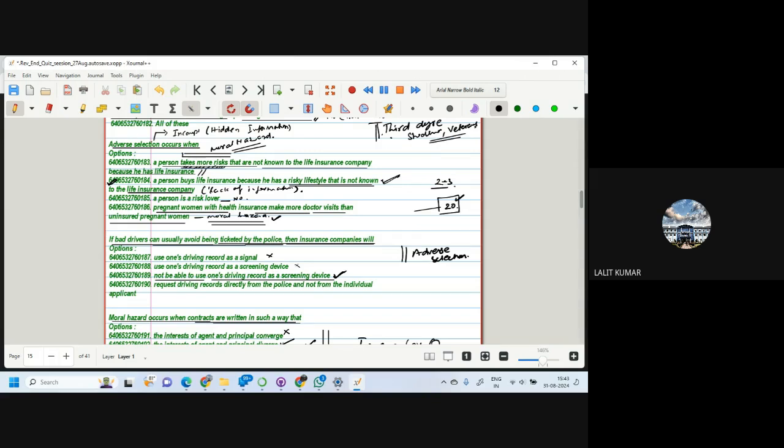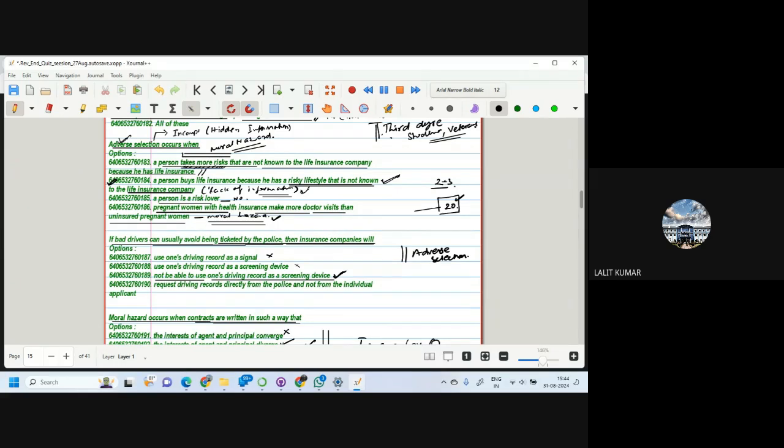A person buys life insurance because he has a risky lifestyle that is not known to the life insurance company. So this is a case of hidden information, and that's why adverse selection will happen. A person is a risk lover, so risk does not have anything to do with adverse selection or moral hazard.